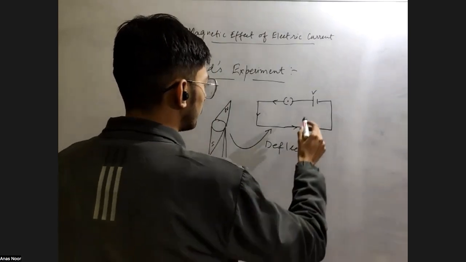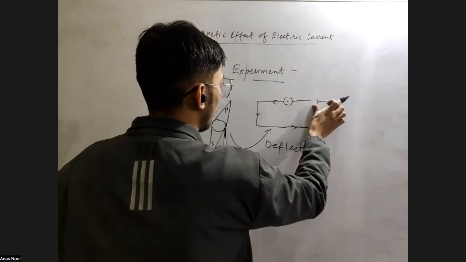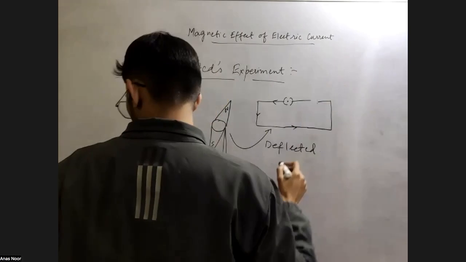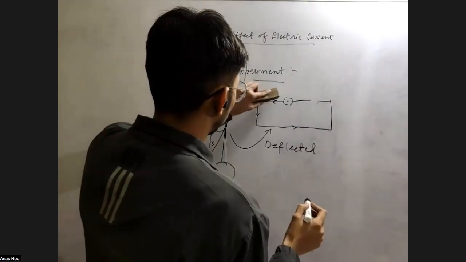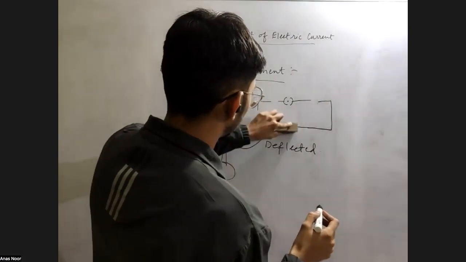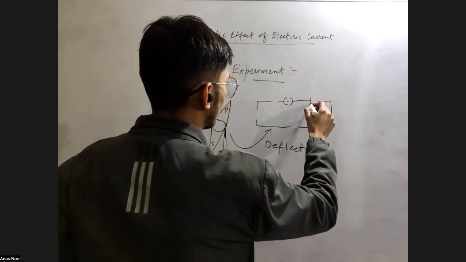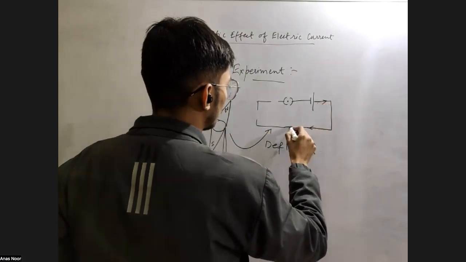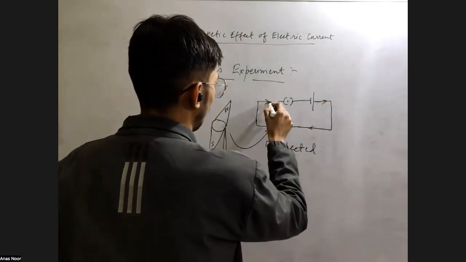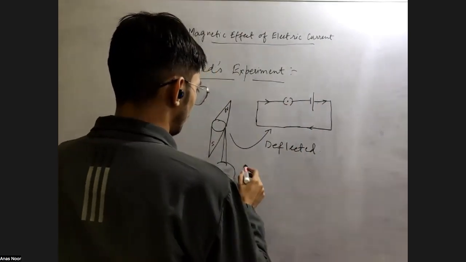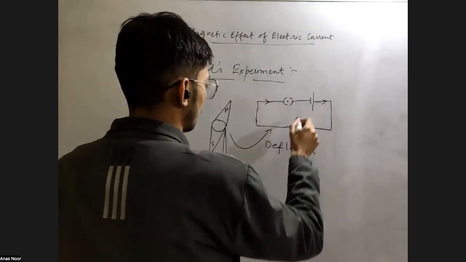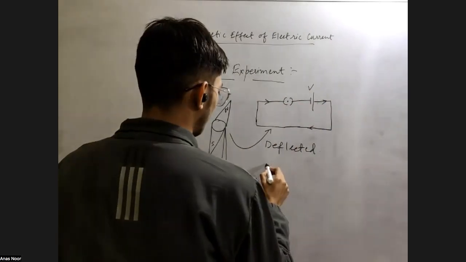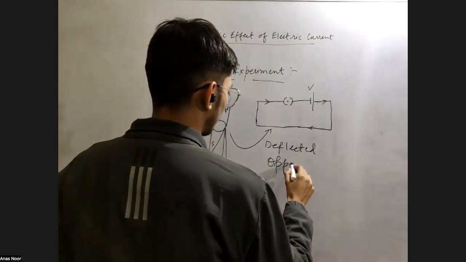And then further, he changed the polarity of the battery. So in this case, he changed it like this. Then the current would flow like this. And now when you brought the needle again close to this circuit, the needle got deflected in the opposite direction.